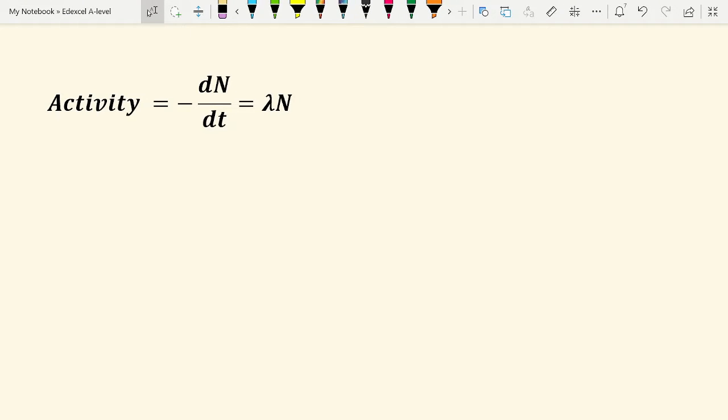What does the activity depend upon? Well, we've just said activity depends on the number of nuclei that are present. And so the activity is the decays per second, remember? So how many decays you get every second is proportional to the number of nuclei present. And this is called the decay constant.